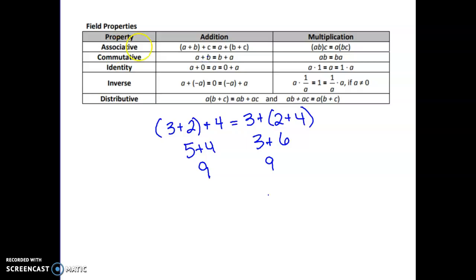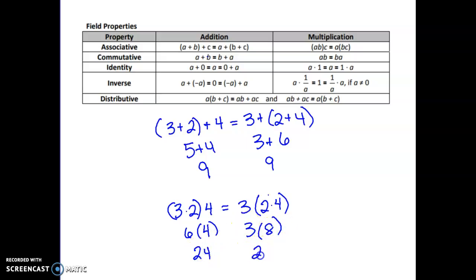So you have the associative property of addition, or you could say, well, (3 times 2) times 4 is equal to 3 times (2 times 4). So if I did this with multiplication, if I did my parentheses first, I would get 6 times 4, which is 24, and here I would get 3 times 8, which is also equal to 24. So your associative property says that you can change the grouping and get the same answer.